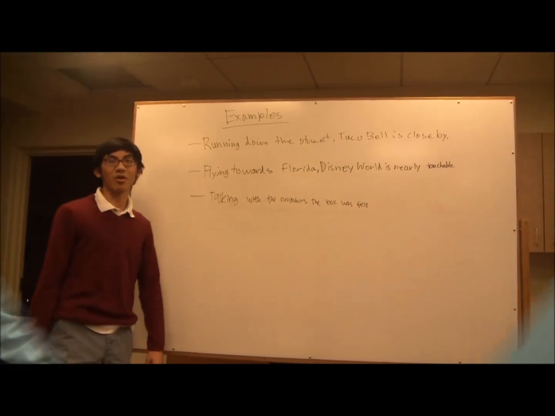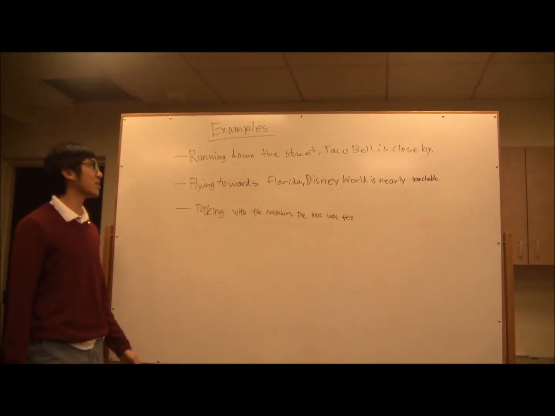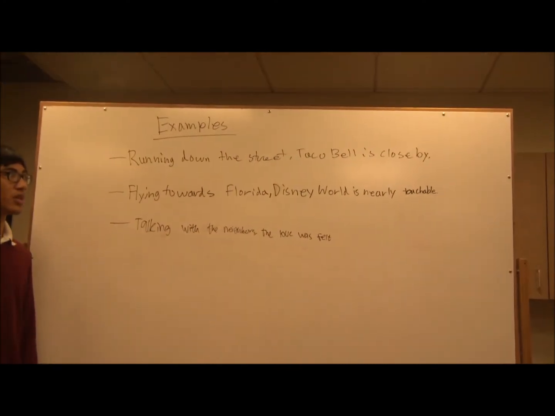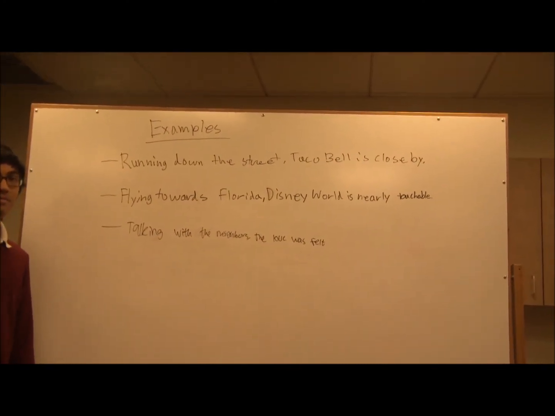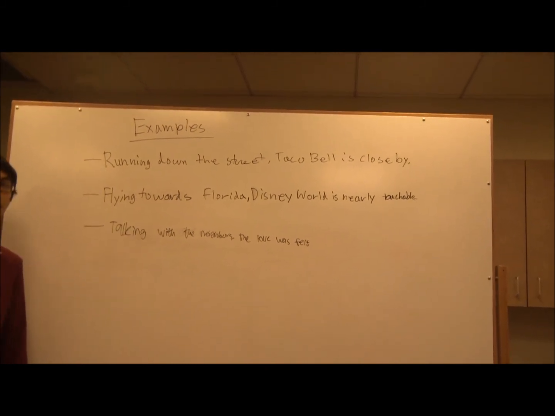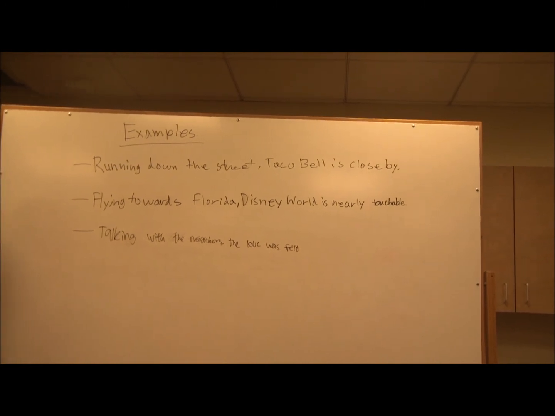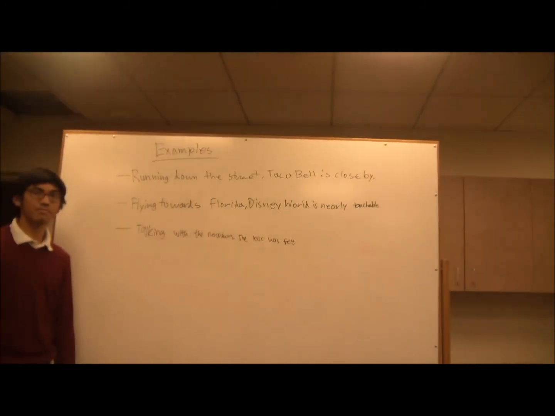The review for the dangling participles. Here are some examples. These are all wrong, and how would you fix these? Number one: running down the street, Taco Bell is close by. Number two: flying towards Florida, Disney World is nearly touchable. Number three: talking with the neighbors, the love was felt.